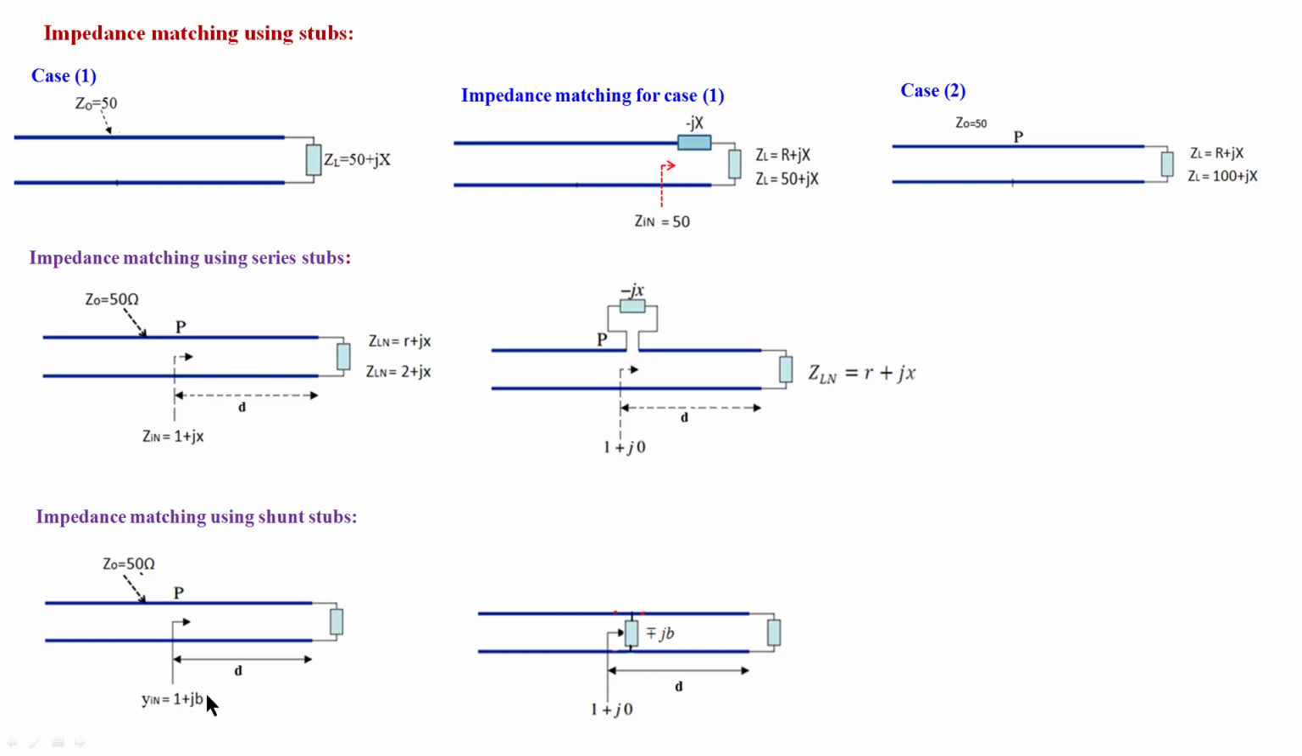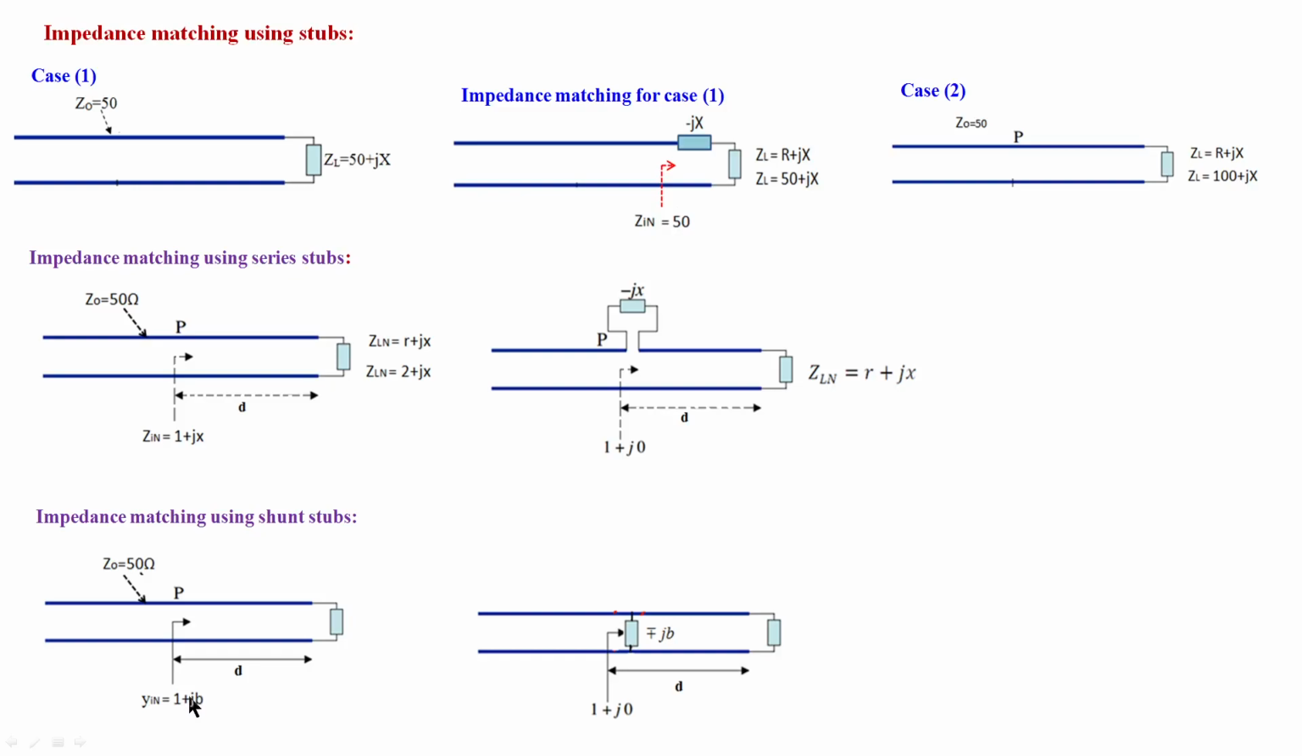We cancel this by connecting the opposite susceptance value. Then what is remaining? Y is equal to 1. Our admittance value becomes 1 here, and impedance is also equal to 1. So instead of finding this position, we go on moving over the transmission line. Wherever admittance is in this form, you stop and find out this b value.